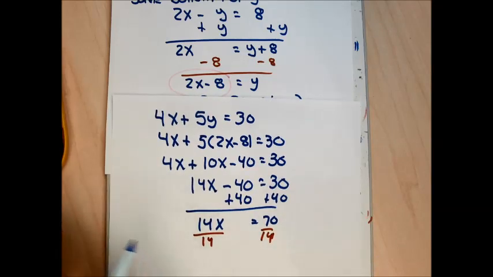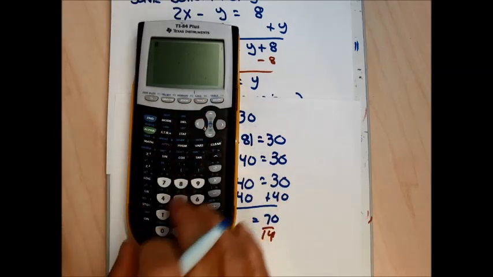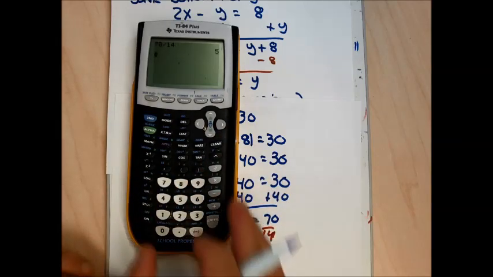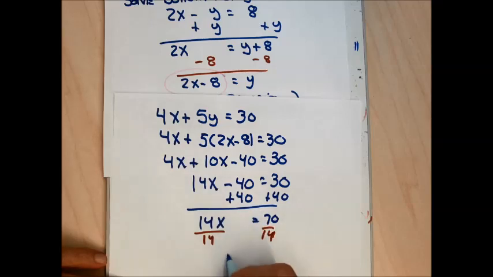And 70 over 14 at least reduces by 2. It might even reduce a lot. So 70 divided by 14 equals, oh, it comes out to be 5. That's beautiful. So this gives me x equal to 5. Done with the second step.